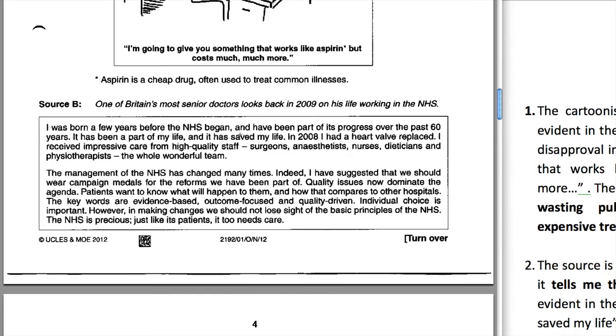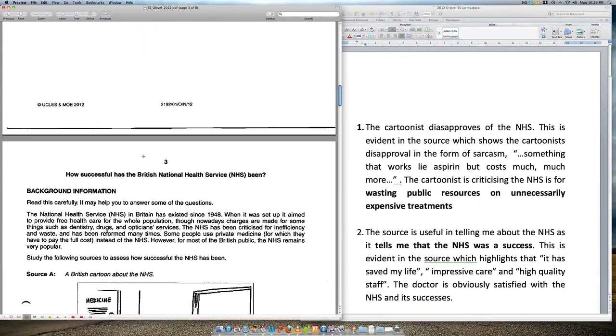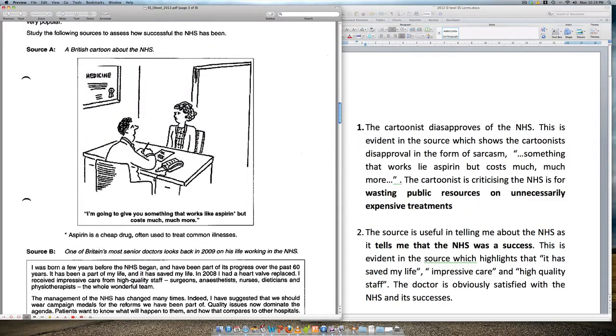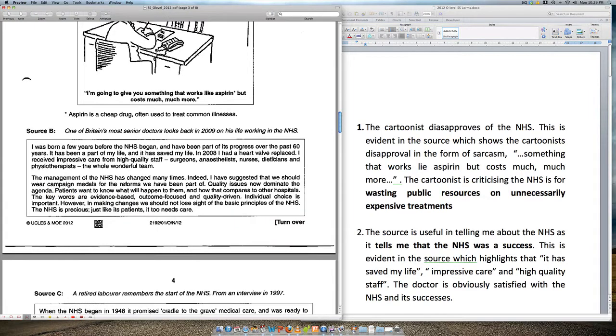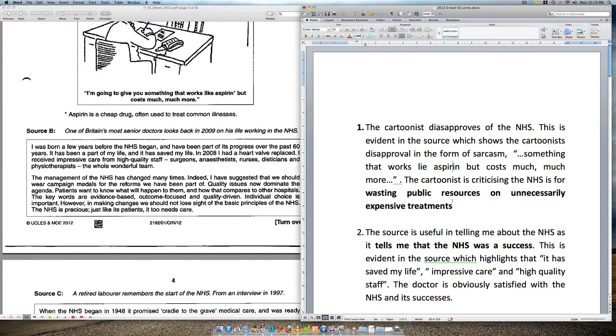Let's take a look at some of the words he used. Impressive healthcare, high quality staff, whole wonderful team. Now, be wary or be careful of sources which praise overly because that will give you a clue. On the surface level, it looks like, yes, it's really useful because it shows that the NHS has been a success. That will only be a portion of your answer.